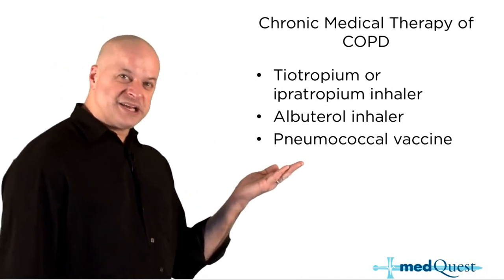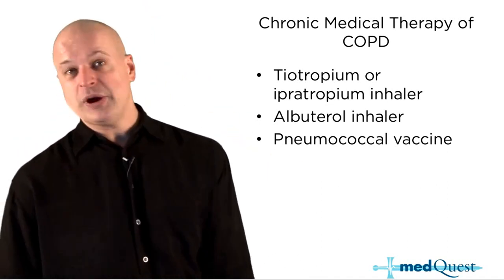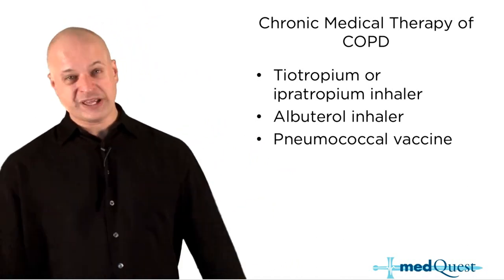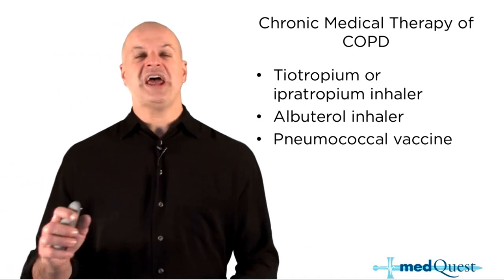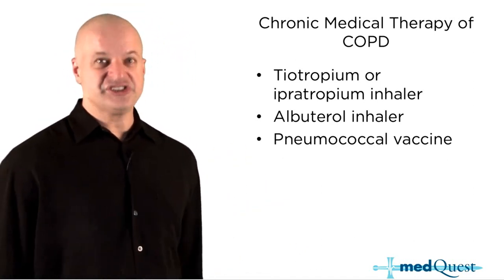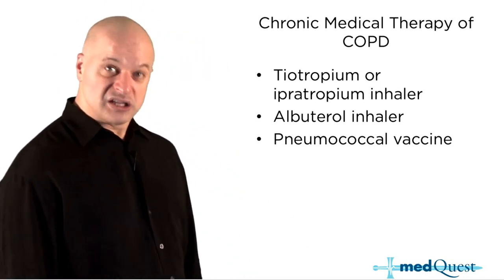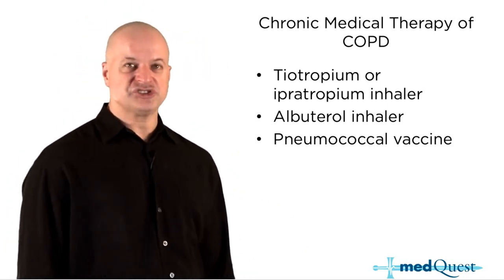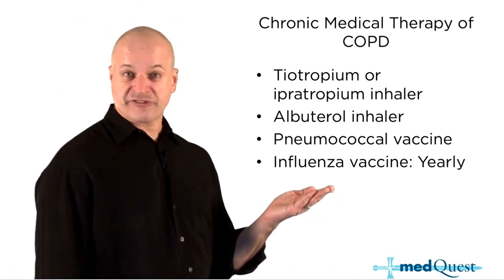Everyone with COPD gets the pneumococcal vaccine. You don't have to wait till you're 65. If you have COPD when you're 48, 50, or 52, you need the pneumococcal vaccine, because everybody with chronic heart, lung, liver, kidney disease, and cancer needs the pneumococcal vaccine. And everybody gets vaccinated every year for influenza.